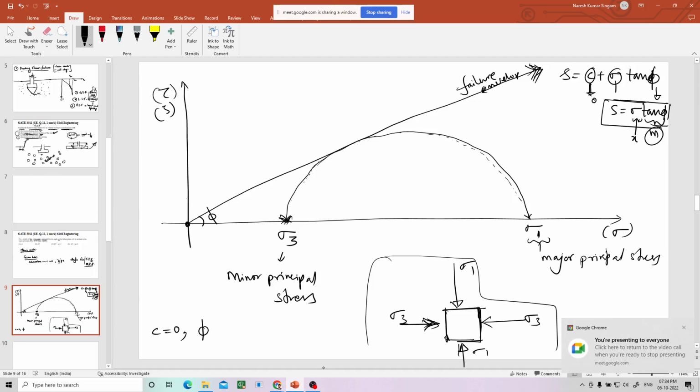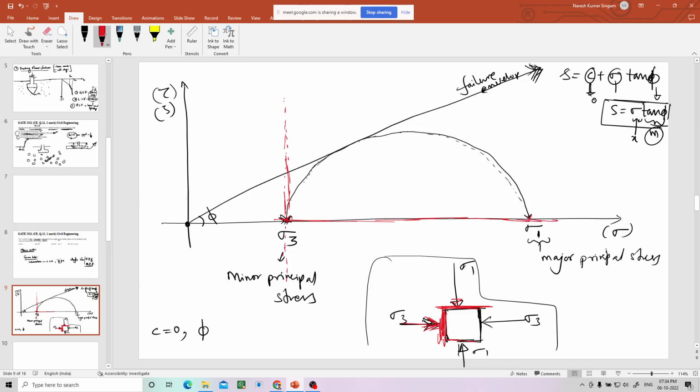So now how to draw the pole? We just have to draw the lines parallel to these planes. Where is sigma 3 acting? Sigma 3 is acting on the vertical plane, right? So I will draw a vertical line through sigma 3. And where is sigma 1 acting? Sigma 1 is acting on the horizontal plane. So I will draw a horizontal line from sigma 1. Wherever these two lines coincide, that is called the pole. This is the pole, denoted by P, let us say.